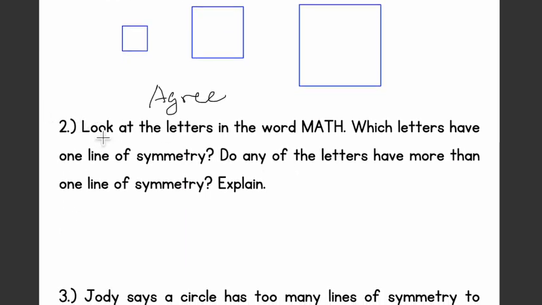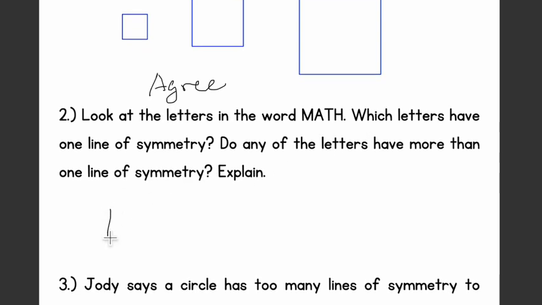Number two, look at the letters in the word math. Which letters have one line of symmetry? Do any of the letters have more than one line of symmetry? And explain. So let's write down the first letter, M. And it looks like we can draw a line right down the middle. And this side looks exactly the same as the other side. So that's one line of symmetry, and I don't see any other line of symmetry. So this letter has one line of symmetry. So M.